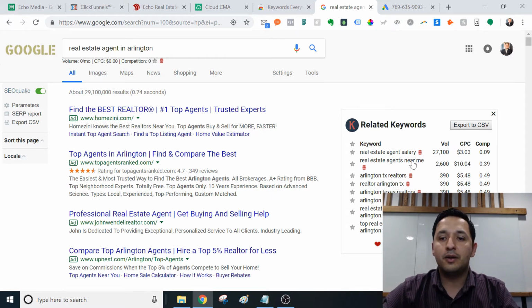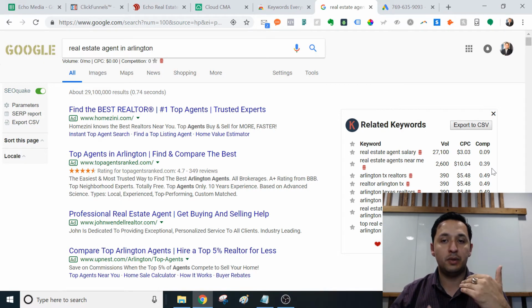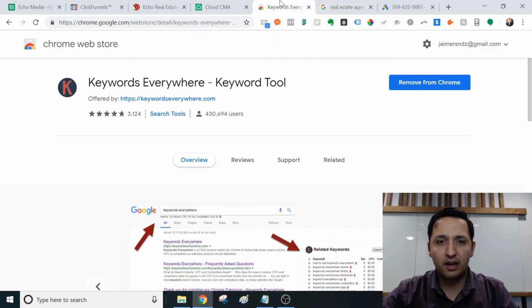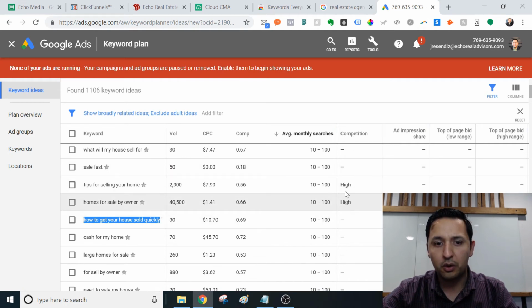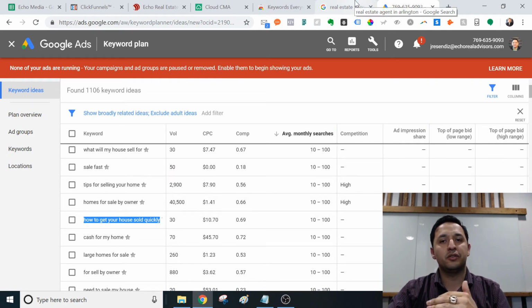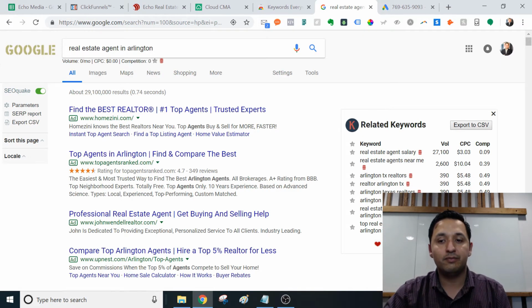Now that does pique my attention. However, I see that the cost per click is about 10 bucks. And the competition, if it's below 50, it means low. If it's above 50, it's going to be in the medium. And I believe it's 0.75 before it gets to a high competition. I want to say that that's right. So it's right here. It scales from 0 to 1. The higher it is to 1 right here, the more competitive that keyword is.